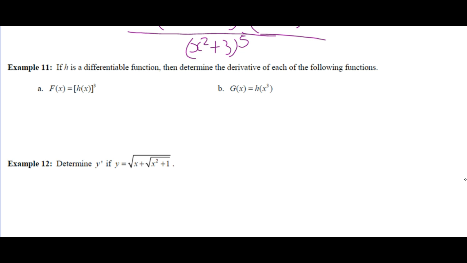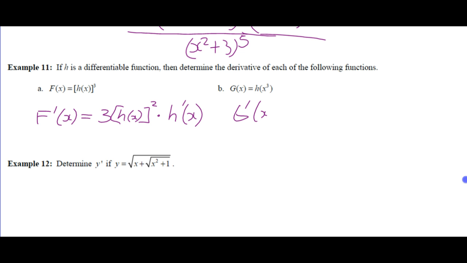Alright, so what is this, right? So determine the derivative. So f prime of x is 3 times h of x squared times h prime of x, just times the derivative of the inner function. And g prime of x is equal to h prime of x cubed.